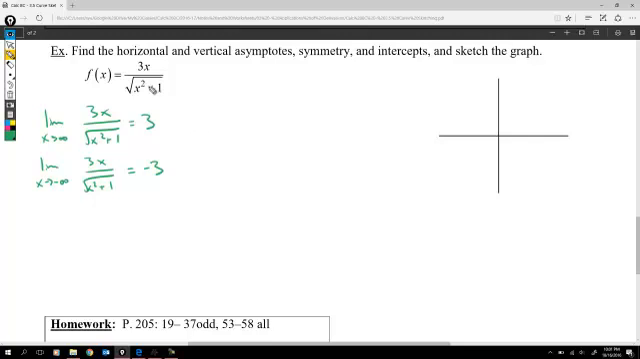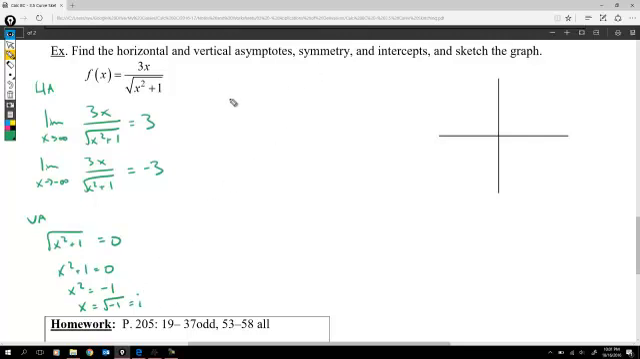Now for vertical asymptotes, that's where the denominator is 0. Right off the bat, I can see that'll never happen, because if we set the denominator equal to 0, so this was for horizontal asymptotes, this is for vertical asymptotes, I get x squared equals negative 1, which is impossible. If you get an imaginary number, that's not something that we're dealing with. So I have no vertical asymptotes.